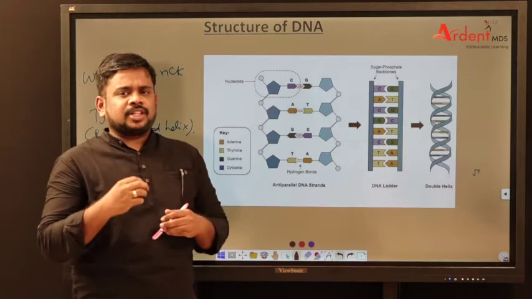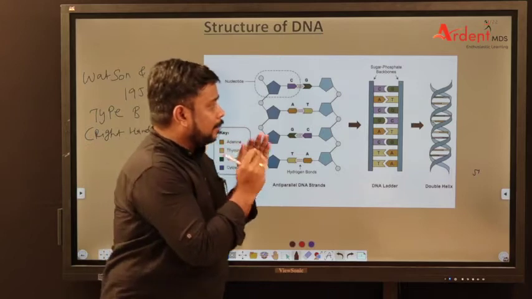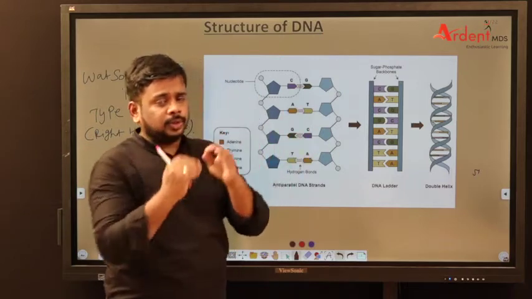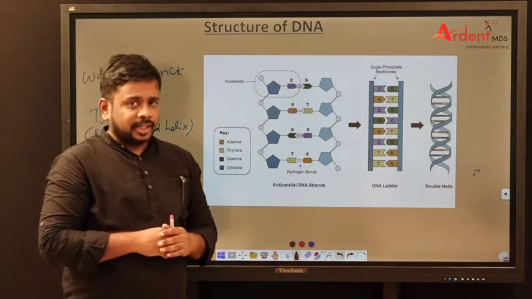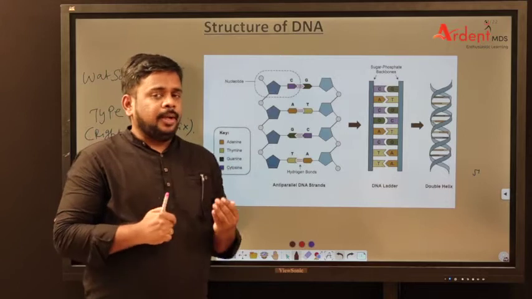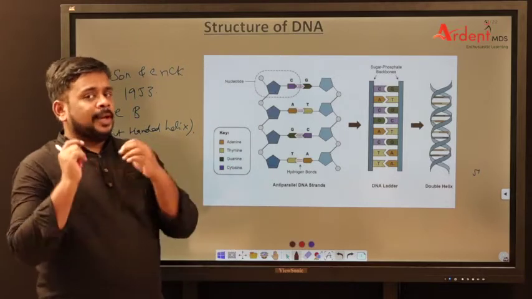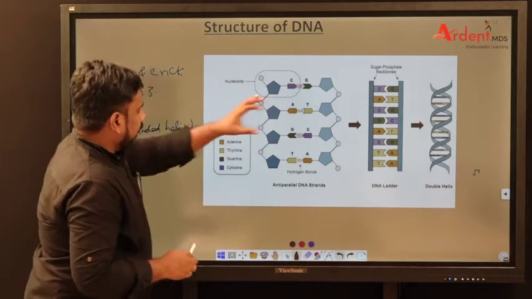The DNA is present inside the nucleus, right? So to accommodate the DNA into the nucleus, it became coiled so that it can be present inside the nucleus. There is also some DNA present in mitochondria, which is responsible for mitochondrial inheritance. So this is how it looks.